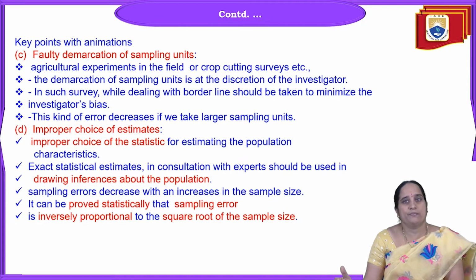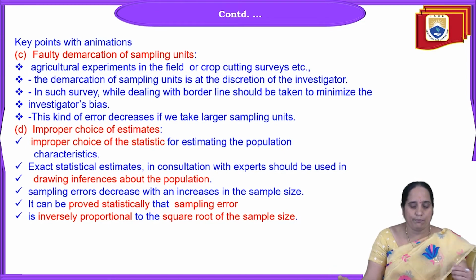So in such types of surveys, while dealing with the borderline, care should be taken to minimize the investigator's bias. It doesn't mean that I take my own way of selecting the samples. We should always get some help from others so that we can reduce or minimize the sampling error in case of faulty demarcation of sample units.